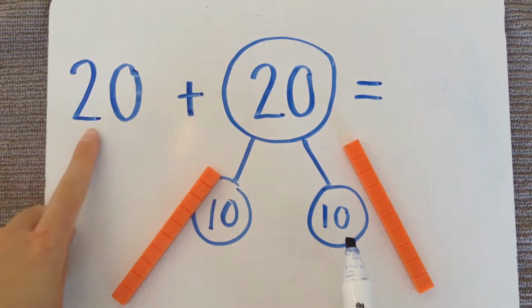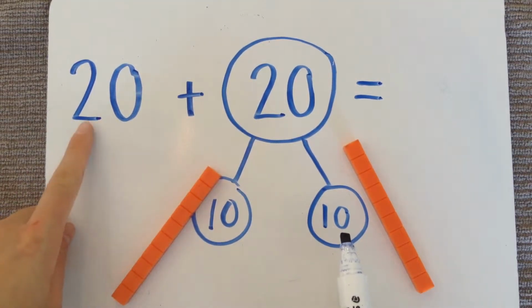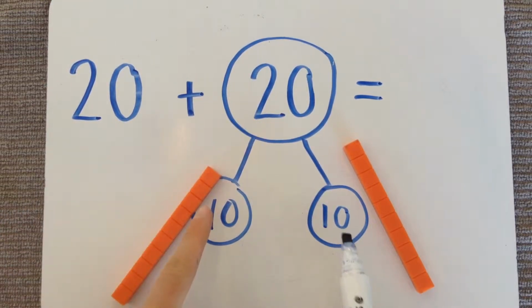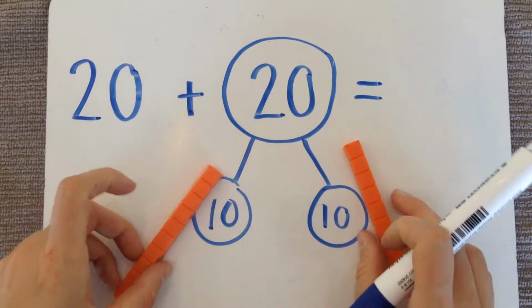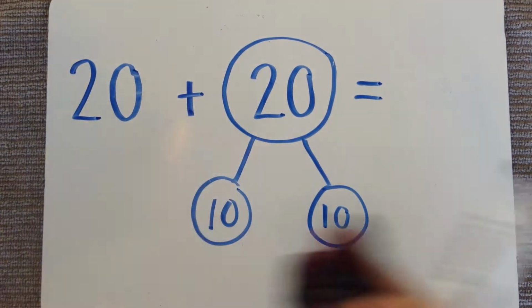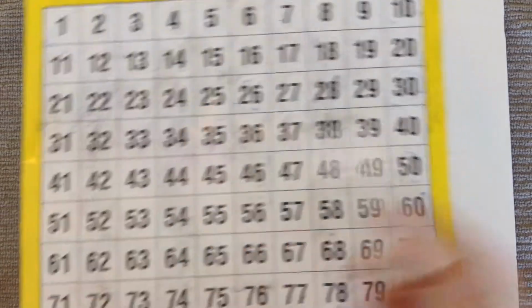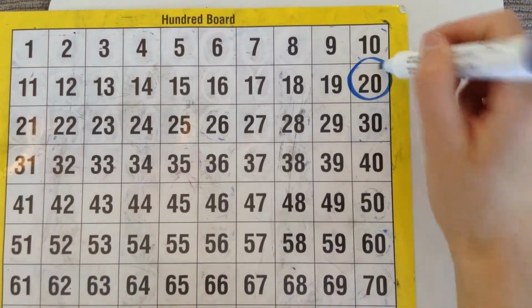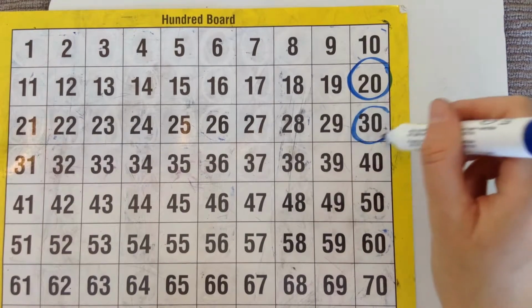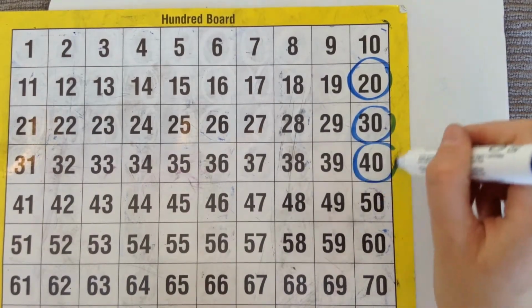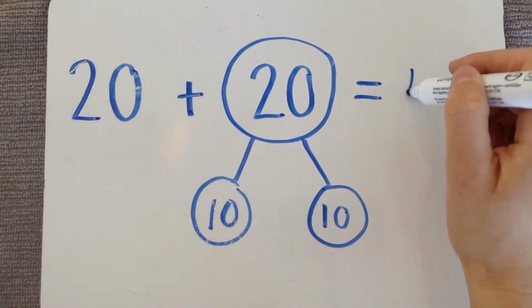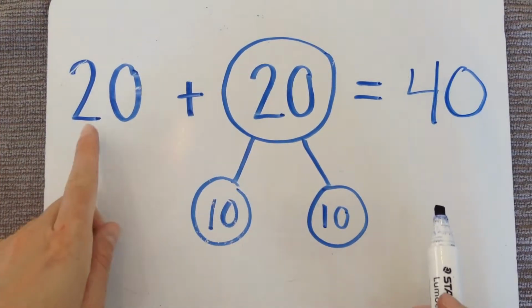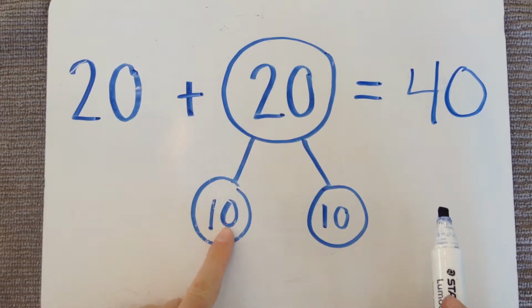This is great. Now I'm going to start at the number 20 on my 100 chart, and then I'm going to add 10 more, and then 10 more again, and that will get me my answer. Let's have a look. I start at the number 20, I add 10 more, and 10 more again, and the number I get to is 40. 20, 30, 40.